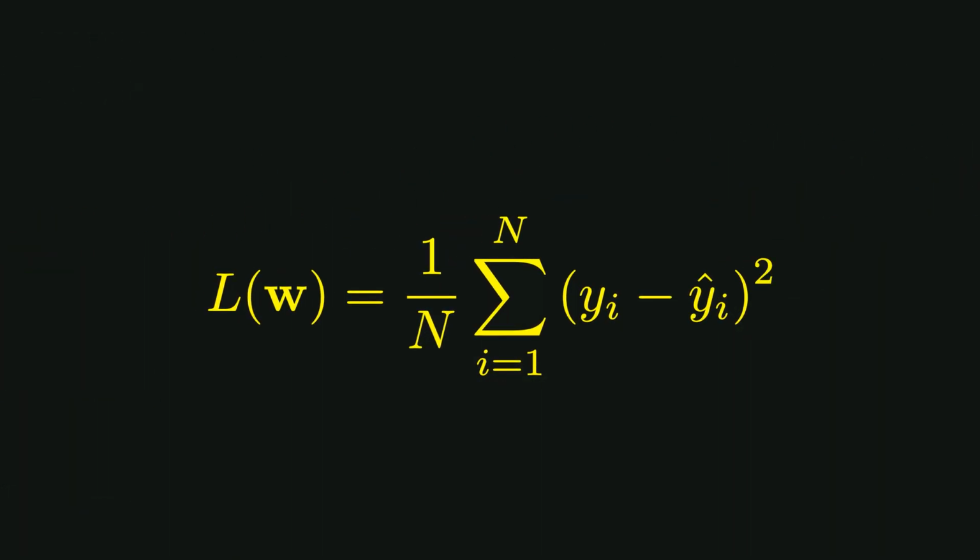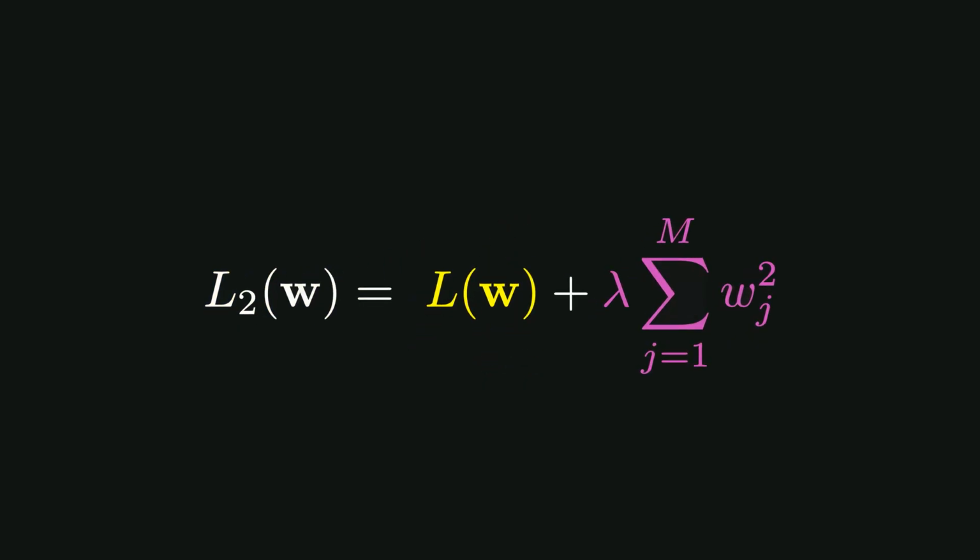Now, let's take mean squared error as the base cost function. To control the size of our weights, we will modify this loss function slightly. We create a new loss function by adding an extra term called the penalty term. This penalty term is controlled by a hyperparameter called lambda, also known as the regularization hyperparameter. When lambda is bigger, the penalty is bigger. When lambda is smaller, the penalty is smaller. It's a fixed value that decides how strongly we want to penalize large weights.